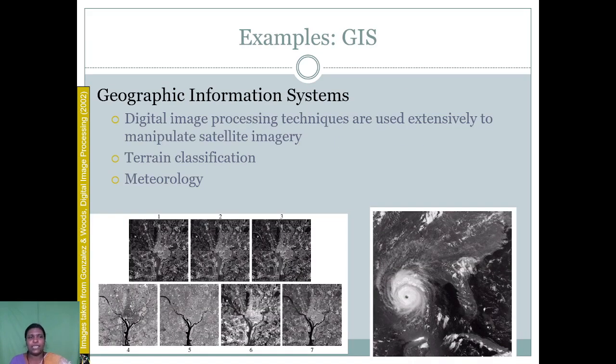And the next one is GIS, Geographic Information System. Digital image processing techniques are used extensively to manipulate satellite imagery. Here you are going to have some terrain classification or meteorology purposes. In GIS, Geographic Information Systems, the digital image processing techniques are well used.